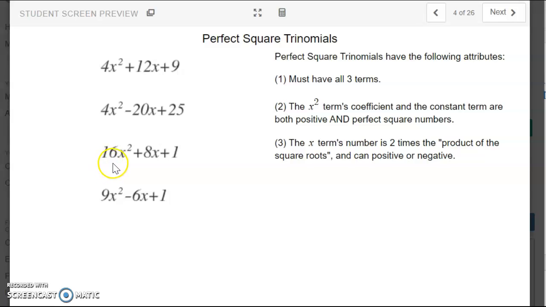And then likewise, 16x squared, the square root of that is 4x. 4x times 1 is 4x. 4x times 2 is 8x. So you are doubling, the x term number is 2 times the product of the square roots. Likewise, for 9x squared, 3x times 1 is 3x. Now I need to double that. 3x times 2 is 6x, but 6x can be positive or negative. And I'll show you how that happens.